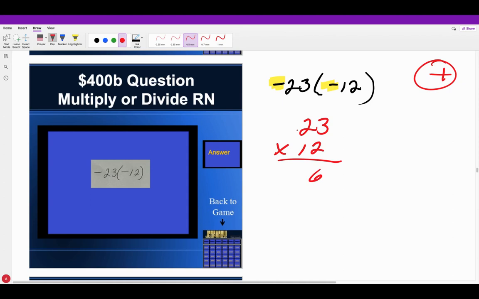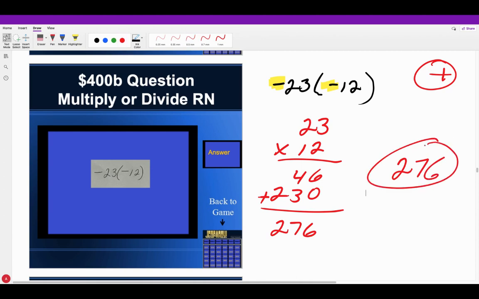2 times 3 is 6. 2 times 2 is 4. I put my 0 for my placeholder of 10. And 1 times 3 and 1 times 2. I will then go ahead and add down. So it gives me 276. And then from there, I know my answer is positive, so I can just go ahead and write it as a positive 276.